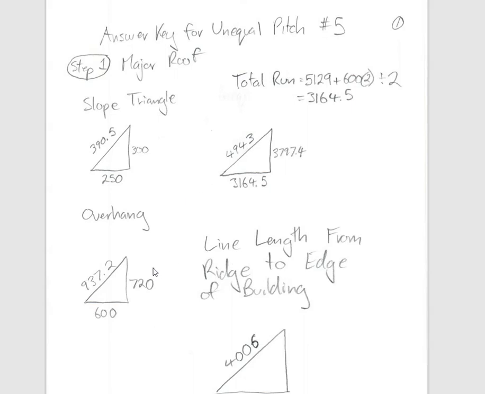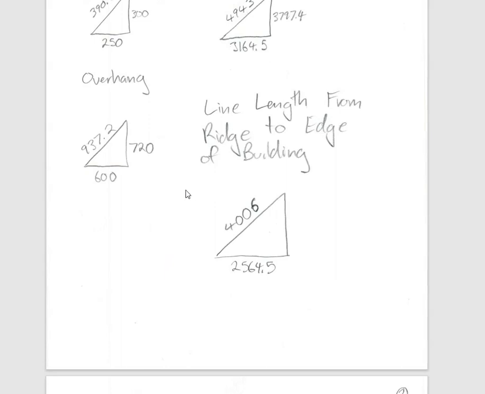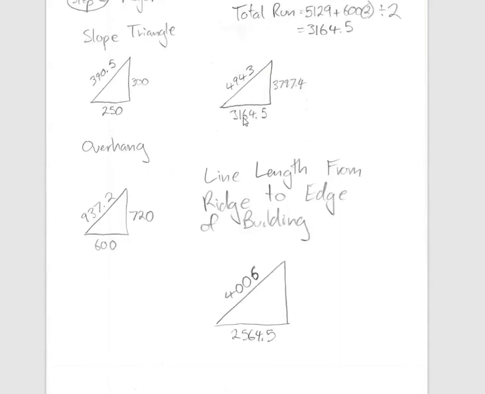And then the last part of the major calculation should be the overhang itself. We know that the projection is 600, so again, in the exact same way that I've done this here, for the line length, we do the same thing for the overhang. We get a total line length of overhang of 937.2. Actually, and one more piece of the puzzle that you should get before moving on to the minor is the line length of the major common rafter to where it sits on the edge of the building.